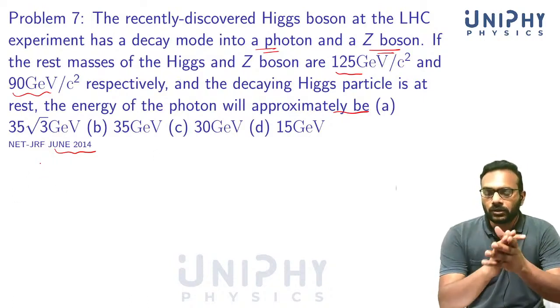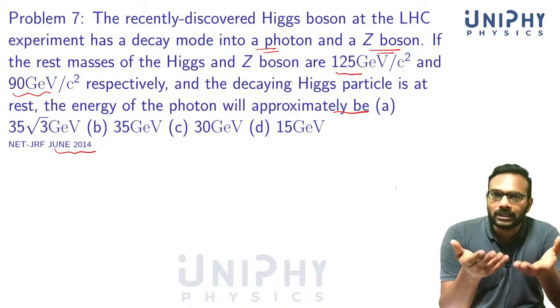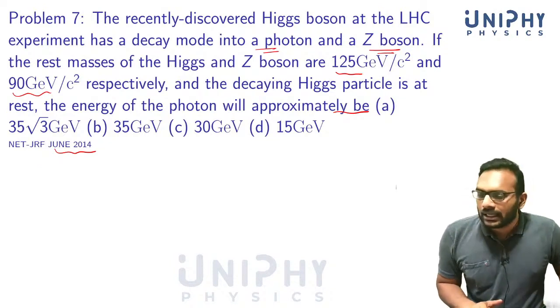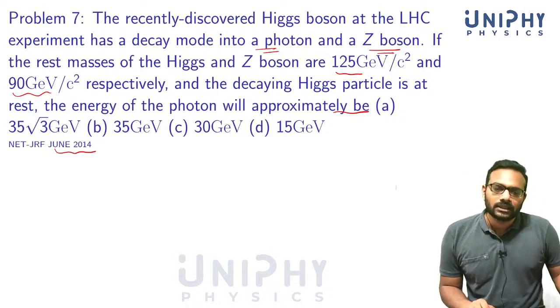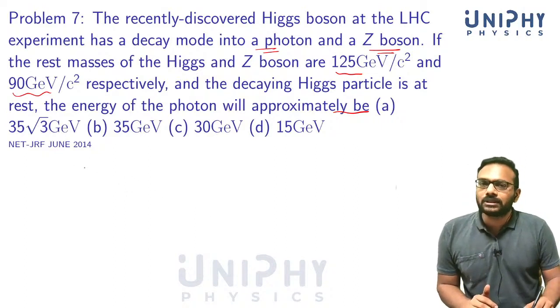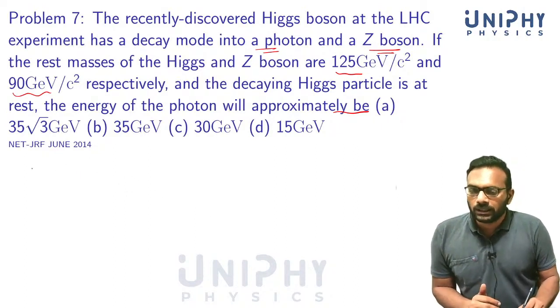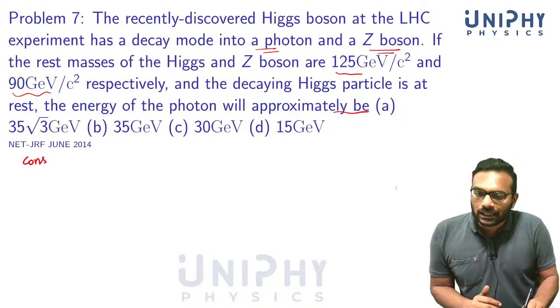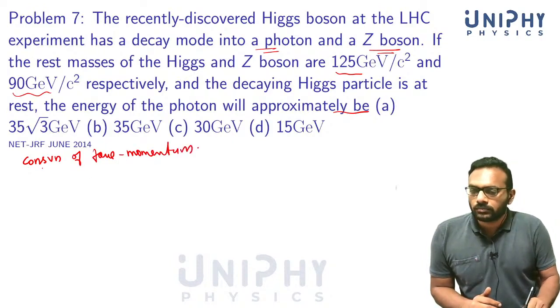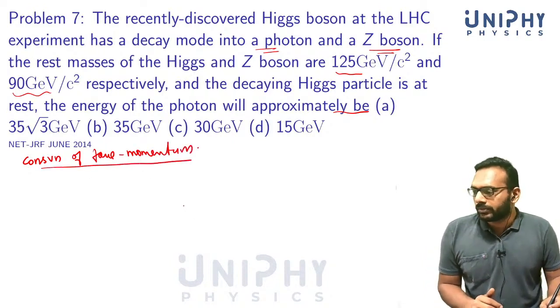Now again, you can solve this problem by writing down the energy conservation and momentum conservation separately, but we are doing a competitive examination, so you should find the quickest way to solve this, and the quickest way is using 4 momentum. So we can just write down the conservation of 4 momentum.